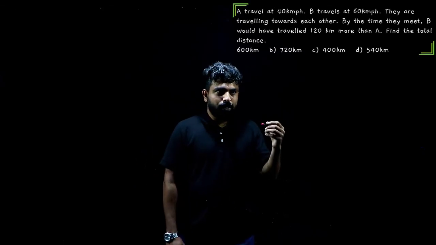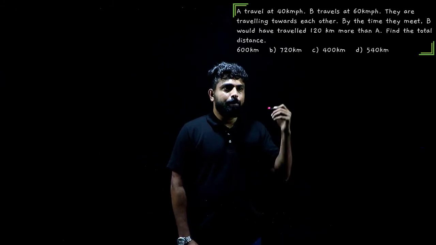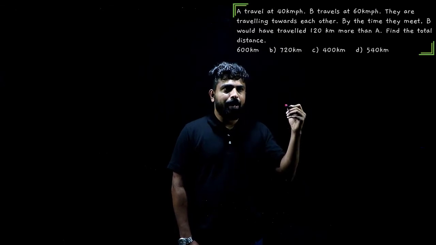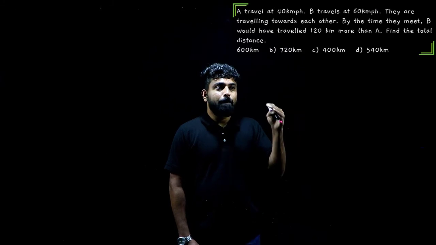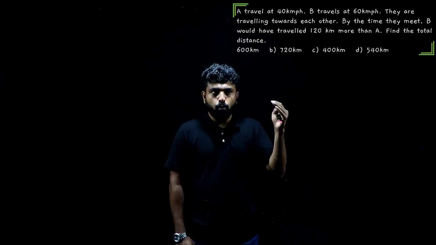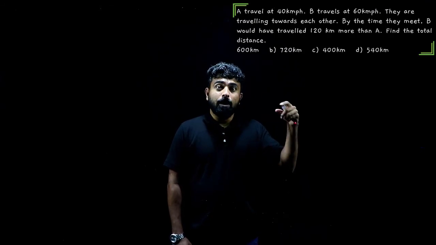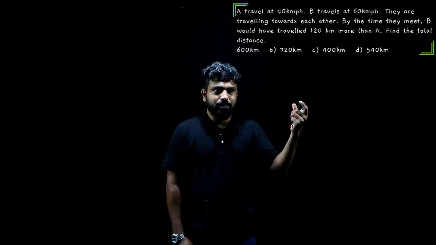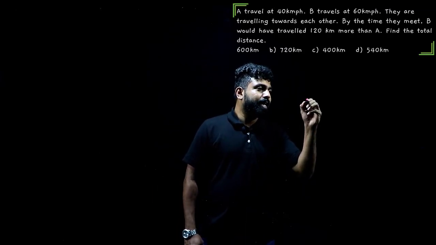Let us move on to our next question, which is the last question in this model paper. So what have they told us? A travels at 40 kilometers per hour and B travels at 60 kilometers per hour. They are traveling towards each other. By the time they meet, B would have traveled 120 kilometers more than A, because B is faster. Find the total distance. So let us represent that in the form of a diagram here.